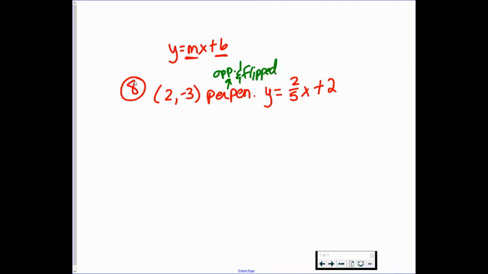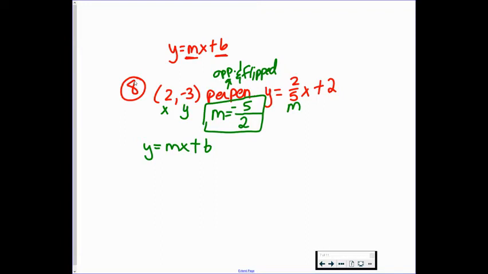So the slope of our new line is going to be the opposite of 2/5, which is negative, and flipped, which is 5/2. So I flipped the fraction and changed it to the opposite sign. There's our new slope. Now I'm going to use the ordered pair I was given with the slope to go find the equation, just like we did on the last problem.